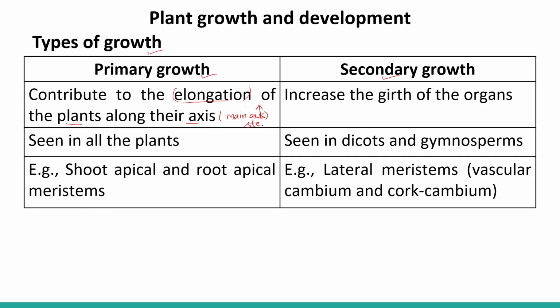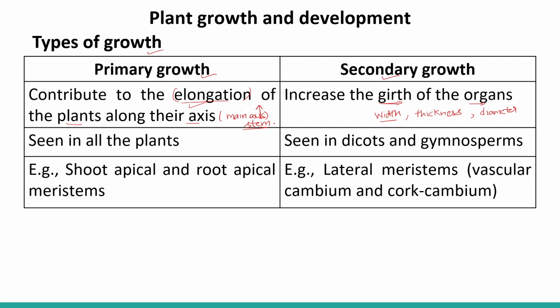Stem. All right. So primary growth helps in the elongation. Now, what does secondary growth do? Secondary growth helps to increase the girth of the organs. Now, what is girth? Girth is the width, you can say. So it helps to increase the width as well as the thickness of the plant. All right, or you can say it helps to increase the diameter.